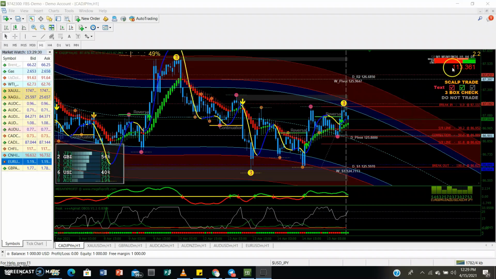Also, this indicator tells you if this pair, or where we are, the current market price, is worth it to take a scalp or is worth it to take a swing trade.